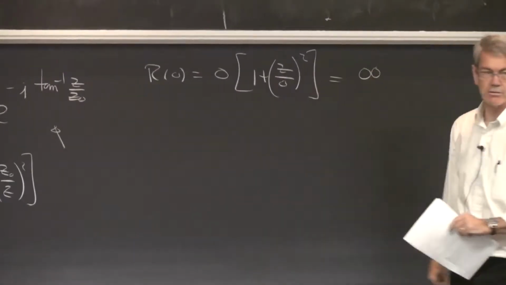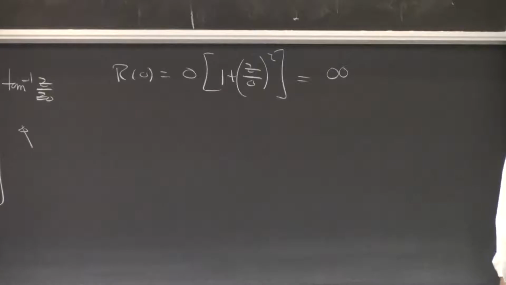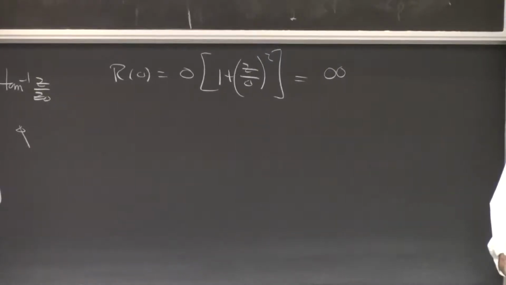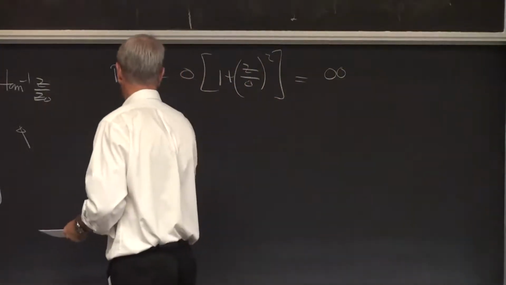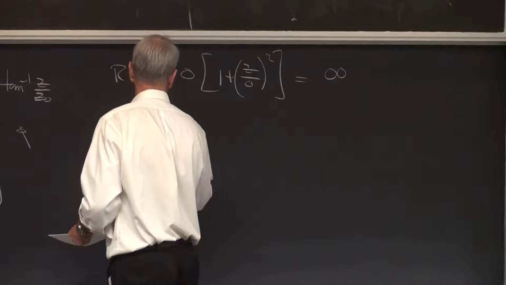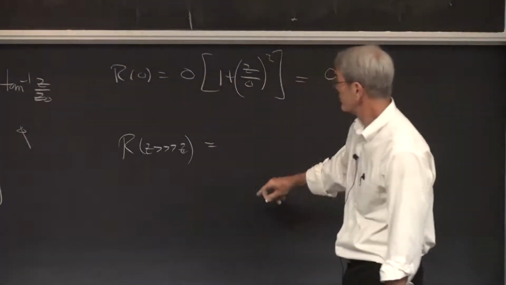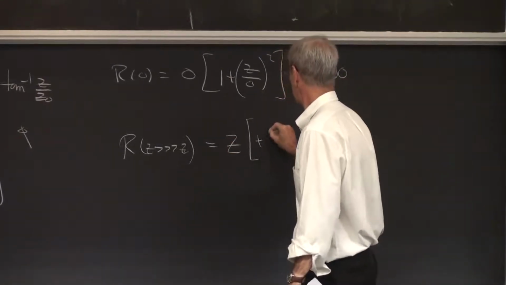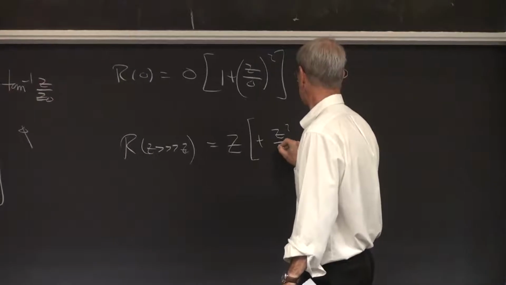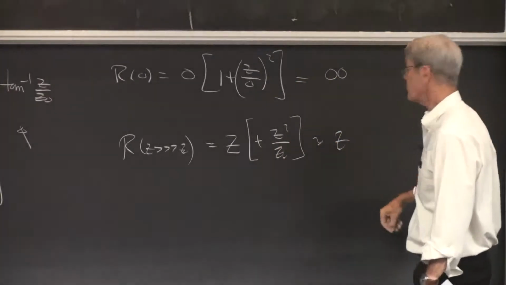How does infinity sound? What's an infinite radius of curvature? It's a plane wave. So at z equals 0, I have a plane wave. If I go way out, r of z is way, way bigger than anything else I know. This equals z times 1 plus z squared over z naught squared. It's a big number. It's approximately z.